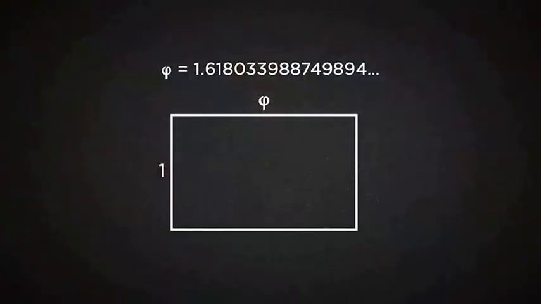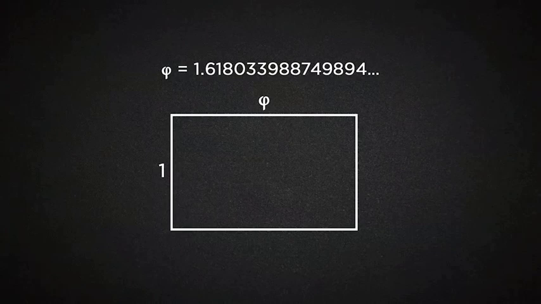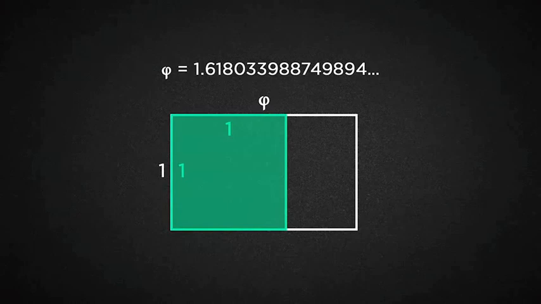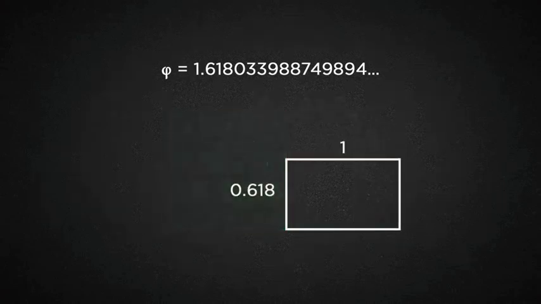For example, let's take a rectangle with dimensions 1 by phi, so its width is about 1.6 times as long as the height. Next, take a 1 by 1 square from one end of the rectangle and remove it. The new rectangle has a height of 1 and a width of about 0.618, which turns out to be the same proportions as the original rectangle. Notice that when we turn the rectangle on its side, it's still the case that the width is about 1.6 times as long as the height.